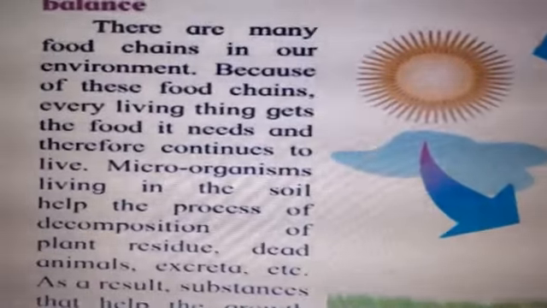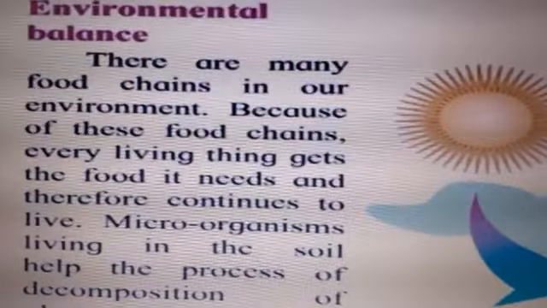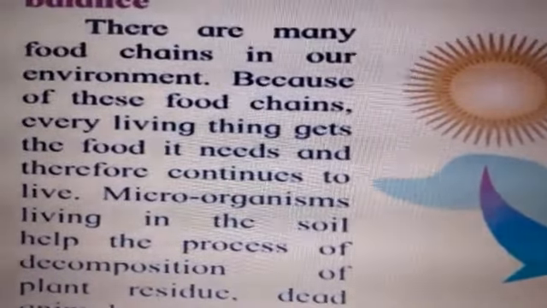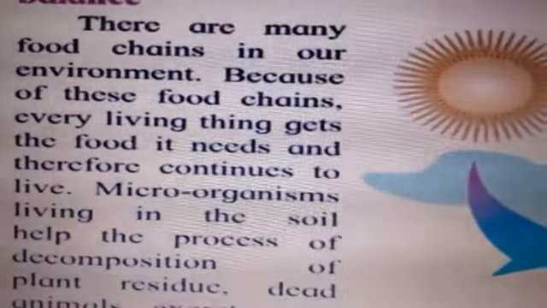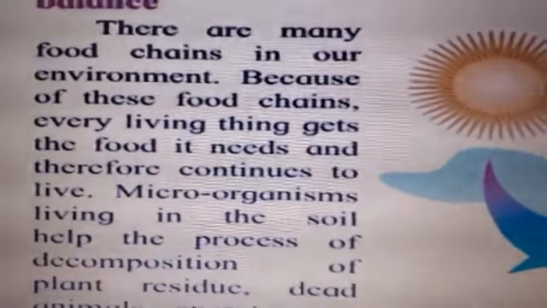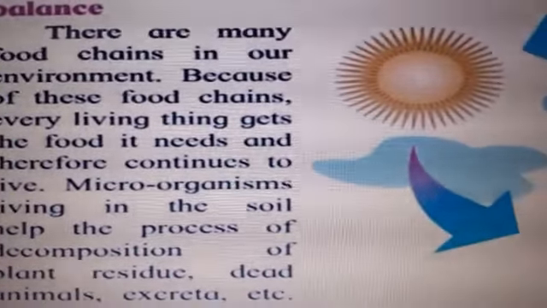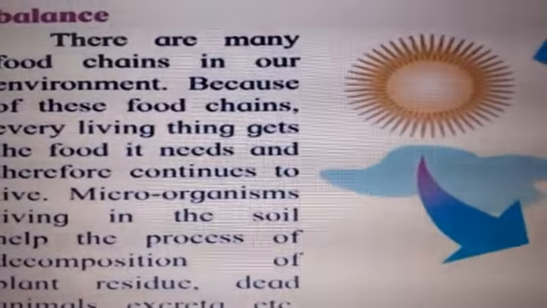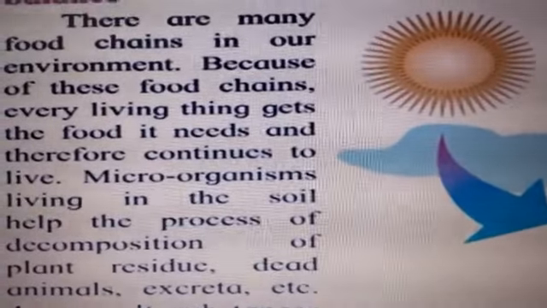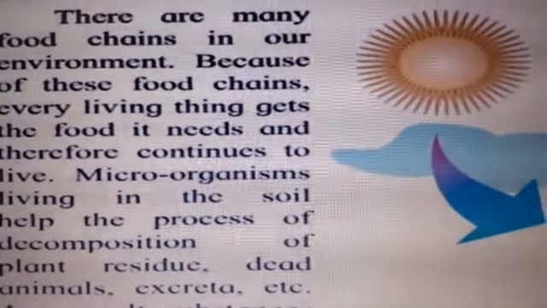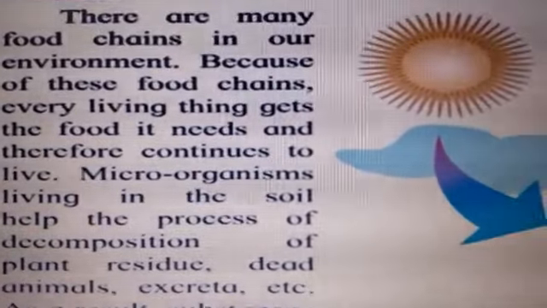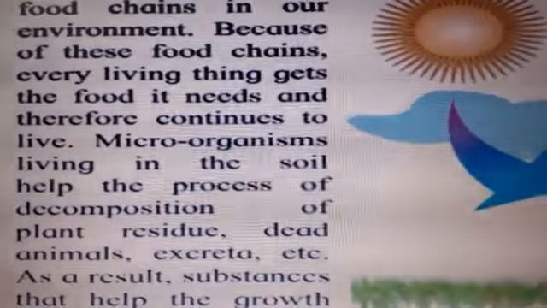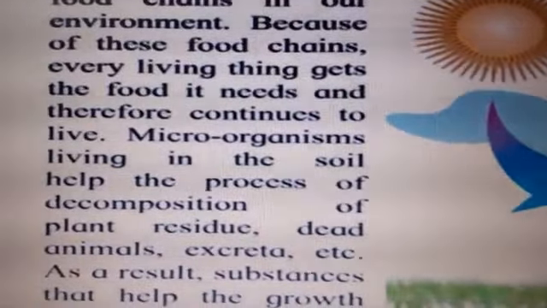Let's see now environmental balance. There are many food chains in our environment. Because of these food chains, every living thing gets the food it needs and therefore continues to live. It means one thing is dependent on the other. So we are all dependent on each other for food. Everybody is able to survive with the food they get in nature.